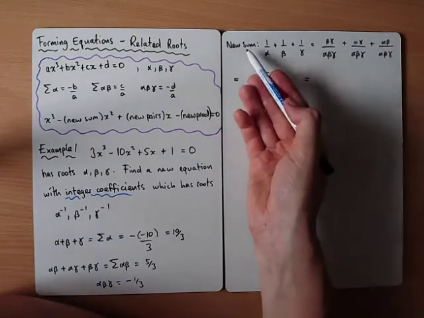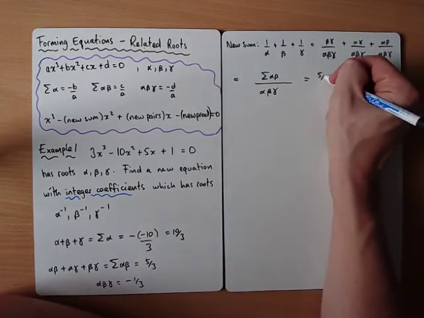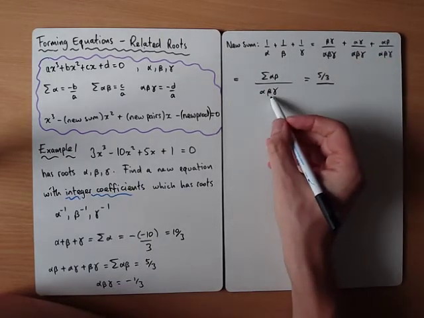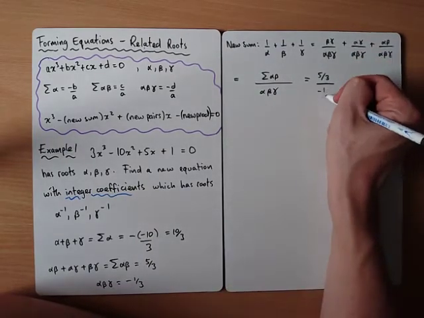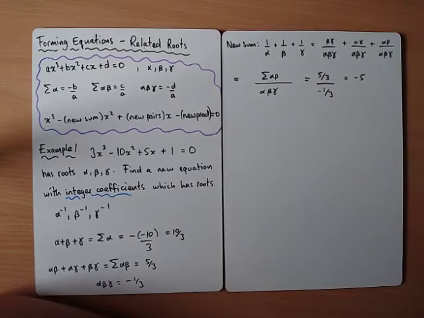So now we can evaluate our new sum. We've got the sum of the pairs, which is 5 over 3, divided by the product of our roots, which is minus 1 over 3. So we get minus 5 for our new sum.